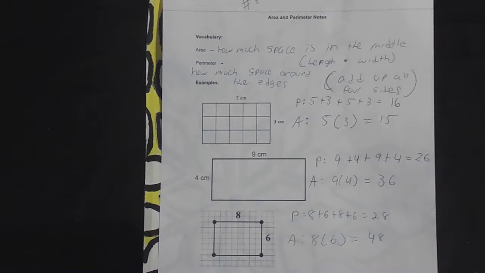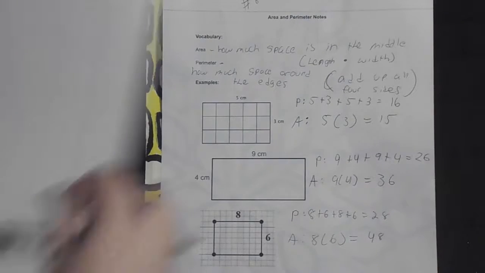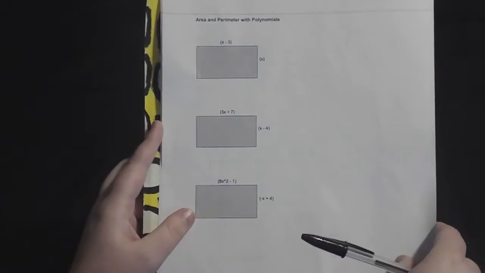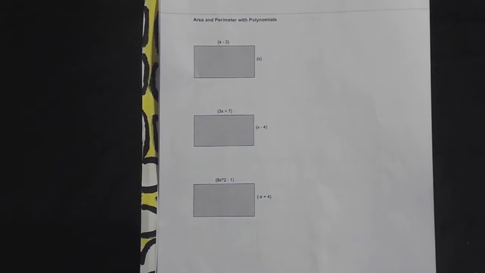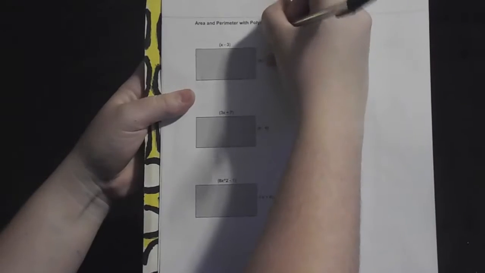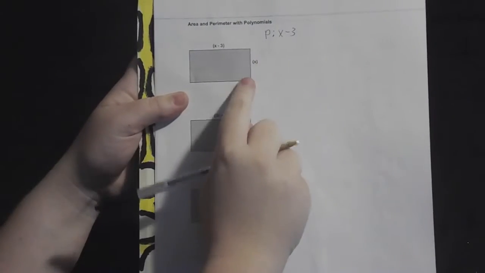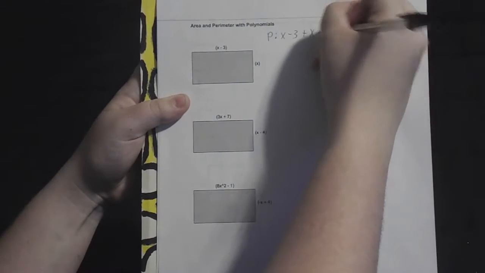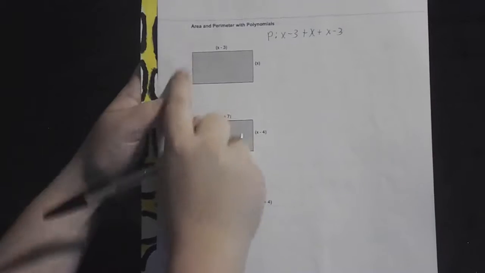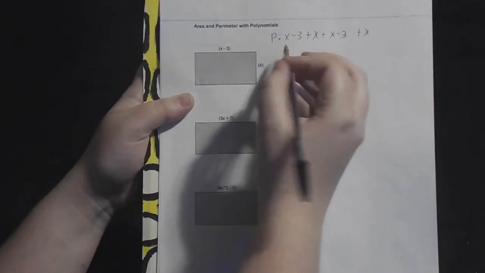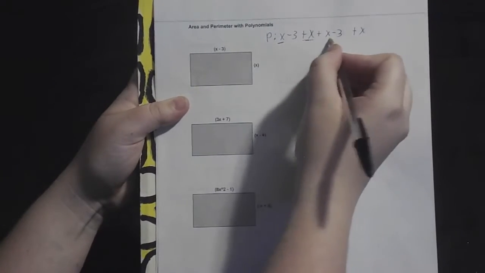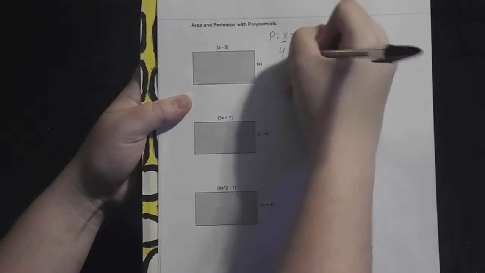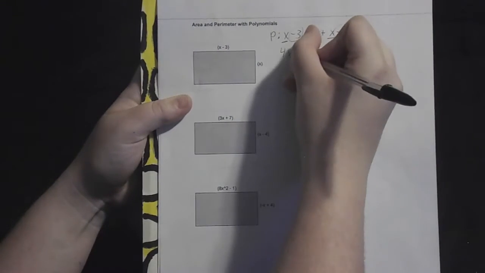So this is just a little bit harder when we add polynomials. So flip the page and you'll see this guy. Remember, polynomials meant multiple terms, so that with x's. So your perimeter is this side, which is x minus 3, plus this side, which is x, plus this side, which is also x minus 3, because these are the same, plus this side, which is also x. So when I combine like terms, here's x plus x plus x plus x, that's 4 x's. Minus 3 and minus 3 becomes negative 6.